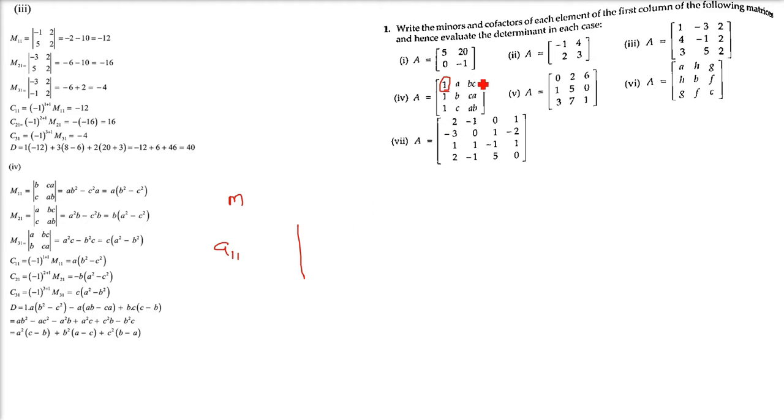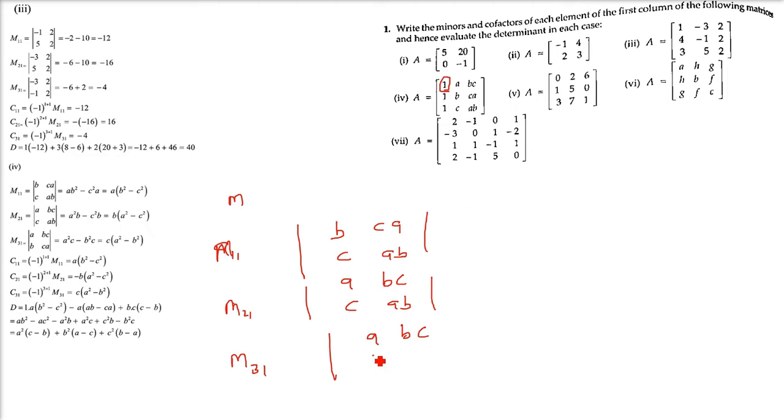A11 is what? Row and column of 1 has to be forgotten. Only the rest has to be written: BC, CA, AB. And then let us write it as M11 because it is the minor. M21 is second row, first column: A, B, C and C, A, B. Now coming to third row, first column: A, B, C and B, C, A.